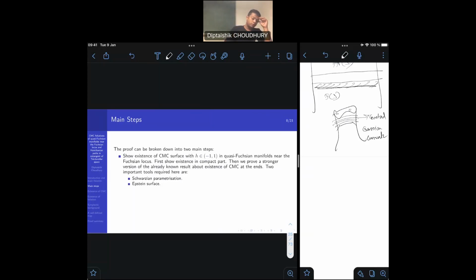And what we would like to do is first show the existence in a compact part. A compact part would mean the complement of the ends, because you know that the ends are already foliated by CMC surfaces. This compact part near the Fuchsian locus is where we are actually working, in the neighborhood of the Fuchsian locus. To do this, we will use two parametrizations of quasi-Fuchsian manifolds: a parametrization by Schwarzian derivatives, and the other part would be to use that data at infinity to construct this Epstein surface inside.